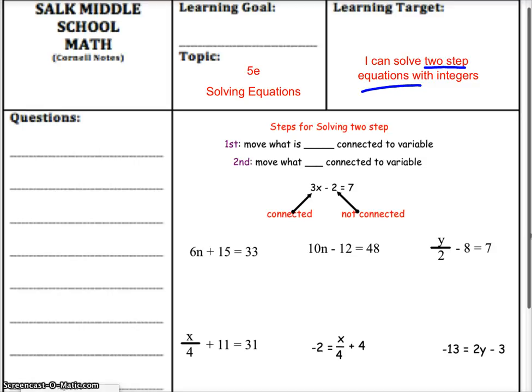So two-step is exactly what it sounds like. You need to do two things to get the variable by itself. So the first thing you do is move what is not connected to the variable. That's always your first step. Move what's not connected to your variable. And then lastly, you move what is connected.